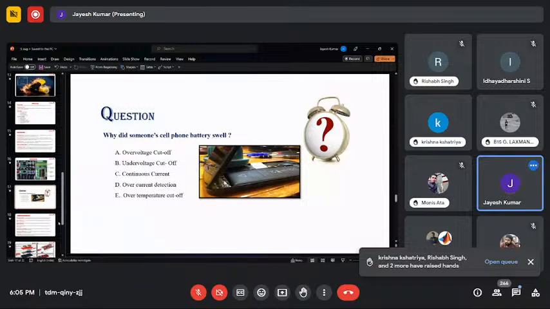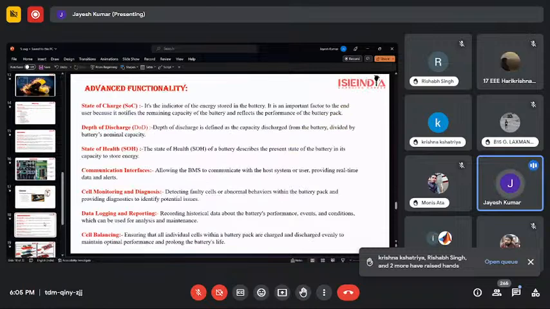Okay. So I will skip this question. I will move toward the additional part of the BMS. The additional part will sense and we can display the state of charge.